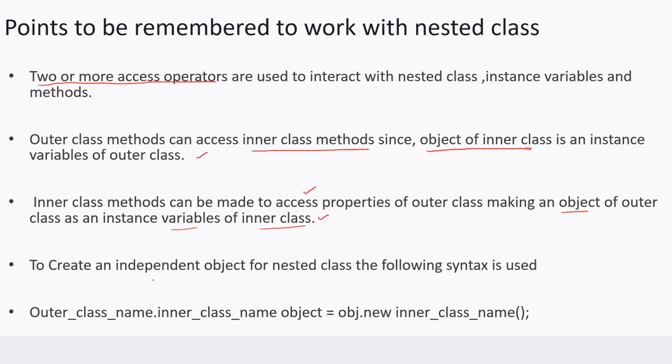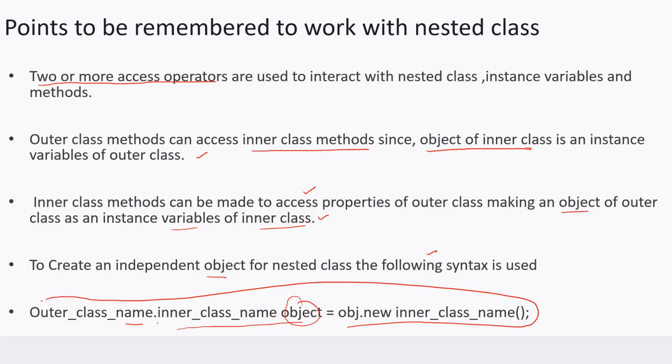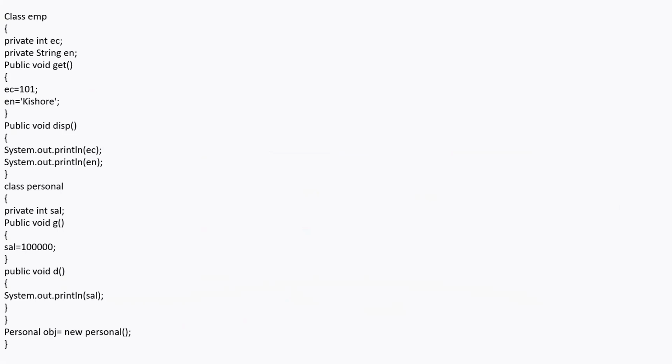Fine. Now, to create an independent object for a nested class, the following syntax is used. First is the outer class name, followed by the inner class name, with this object equals to object dot new inner class name. This is the syntax to create your object. Clear? For nested class. Now I'll tell you one example.